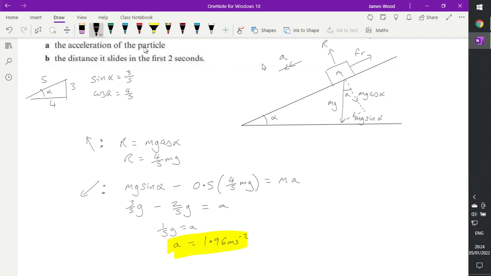Now part B. The distance it travels in 2 seconds. So this is basically a SUVAT problem, assuming that it's constant acceleration. The initial speed was 0 because it said it was released from rest. We want to find the distance. The acceleration we now know is 1.96, and the time is 2 seconds. So that's going to be s equals ut plus half at squared.